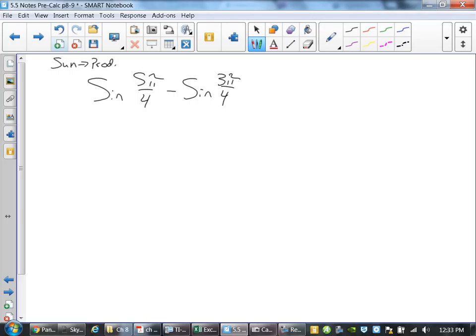Sum to product. We do this, another example of the same thing we just did. So I've got sine minus sine. So this is going to equal. Okay. According to the formula, that's what it does.